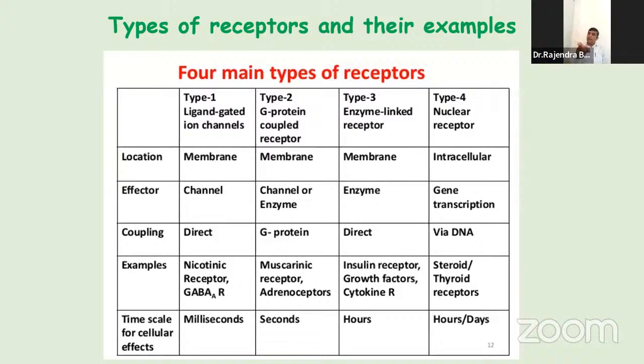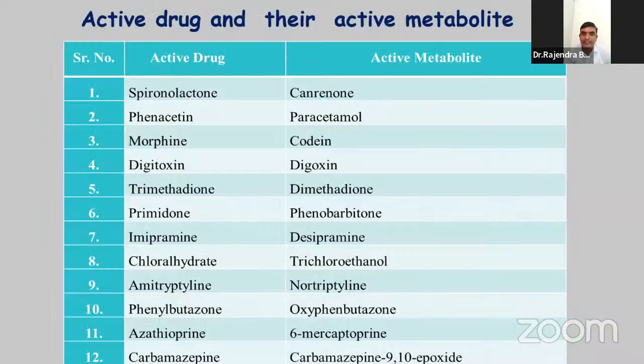So here questions will be asked on that, examples of the GPCR, examples of the enzymatic receptor. You have to focus on that. Okay, thank you. Next slide, please. Yeah, so active drug and their active metabolite.